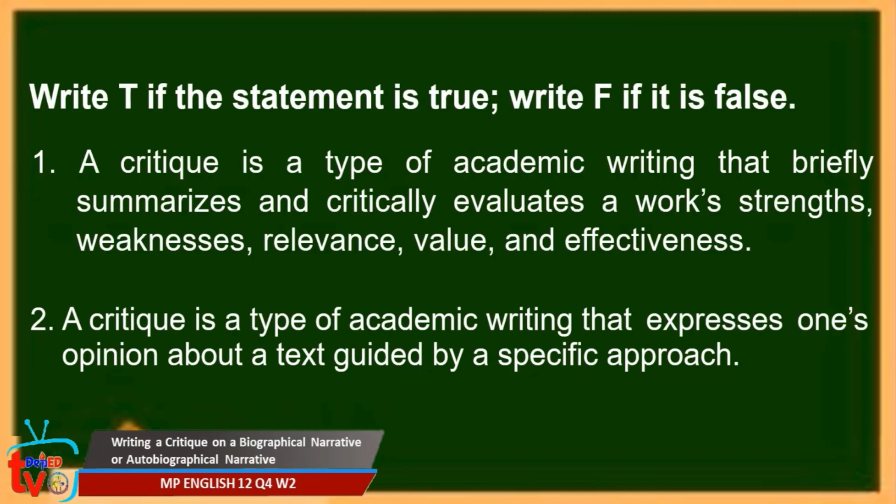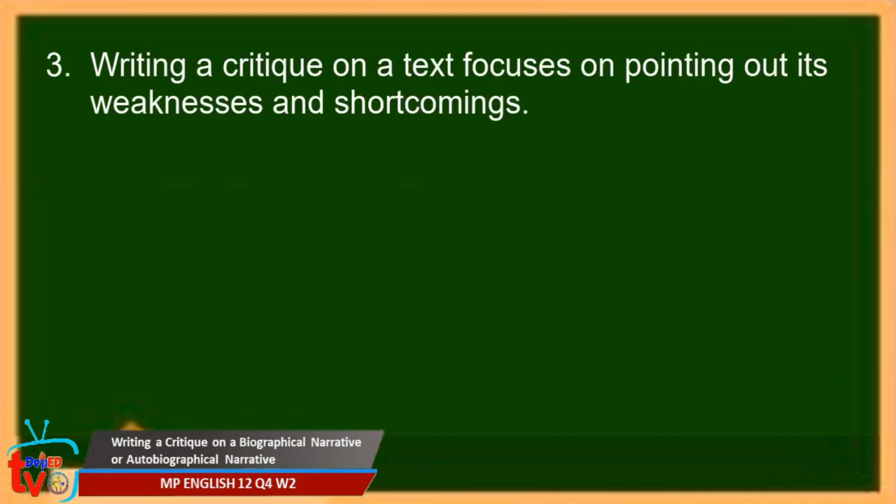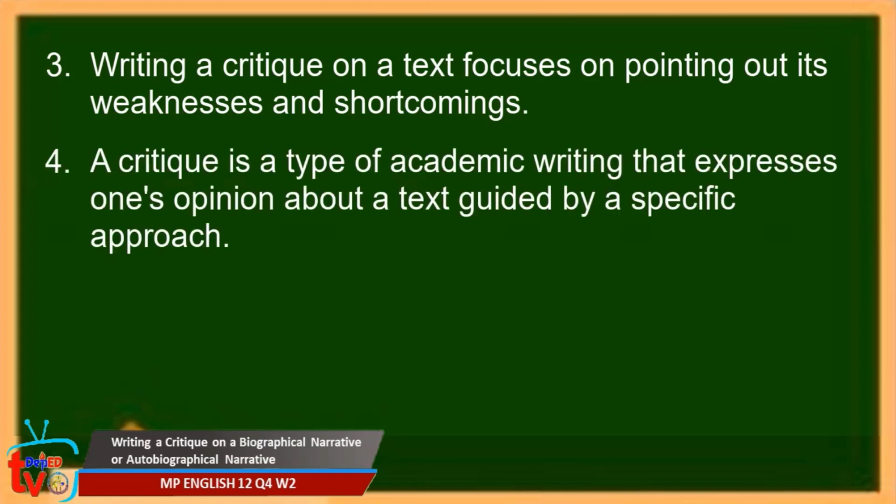Number 2. A critique is a type of academic writing that expresses one's opinion about a text guided by a specific approach. Number 3. Writing a critique on a text focuses on pointing out its weaknesses and shortcomings. True or false? Number 4. A critique is a type of academic writing that expresses one's opinion about a text guided by a specific approach.